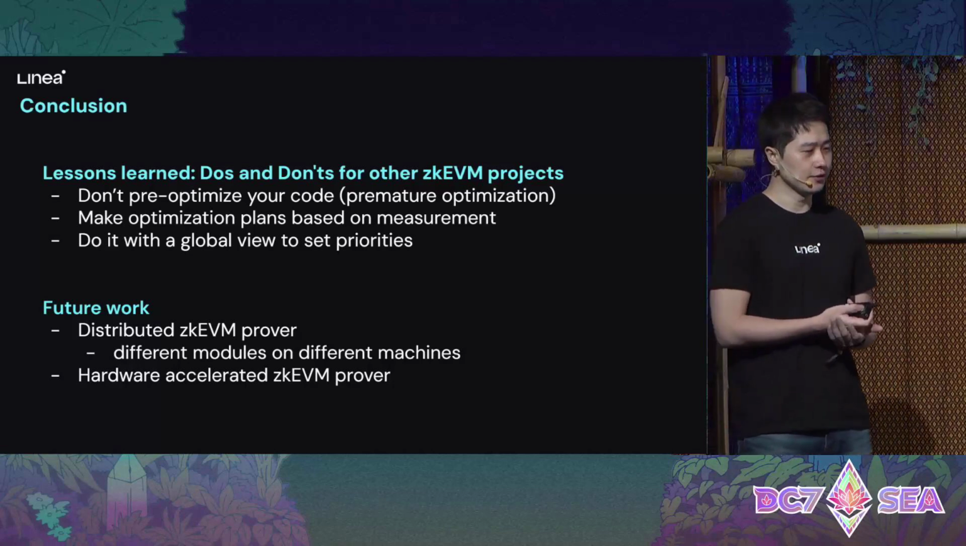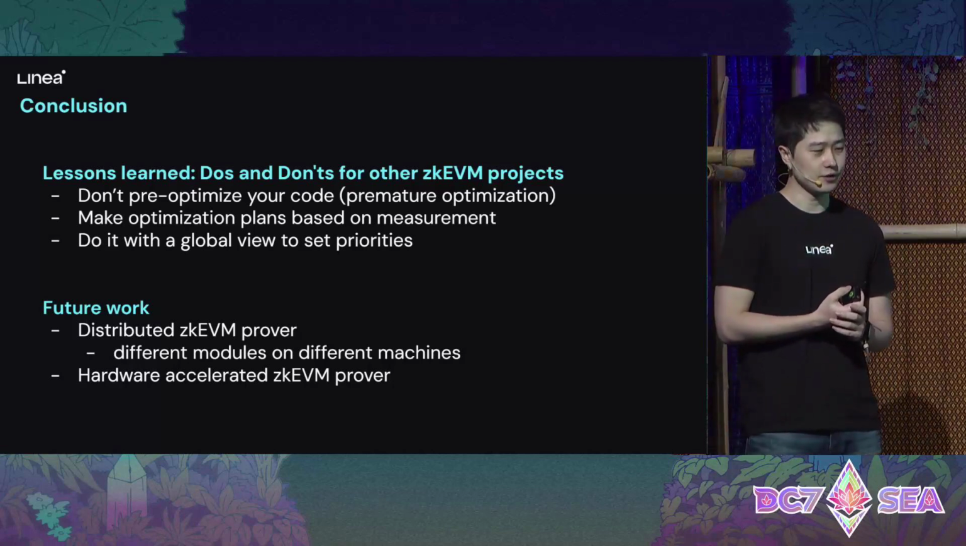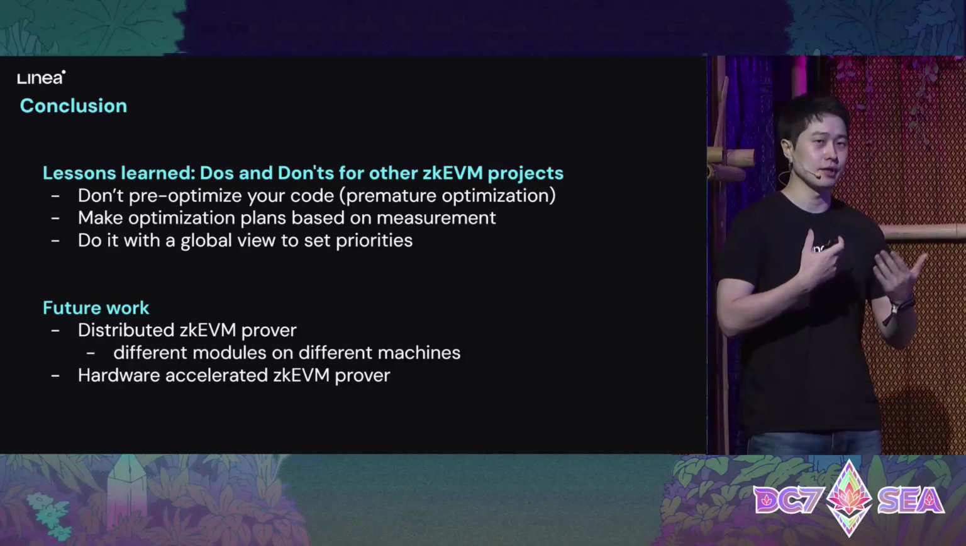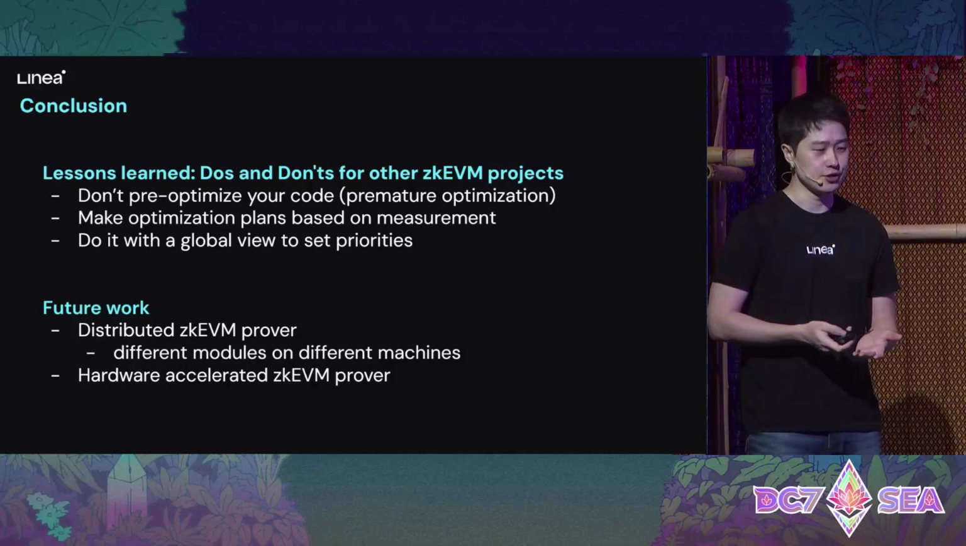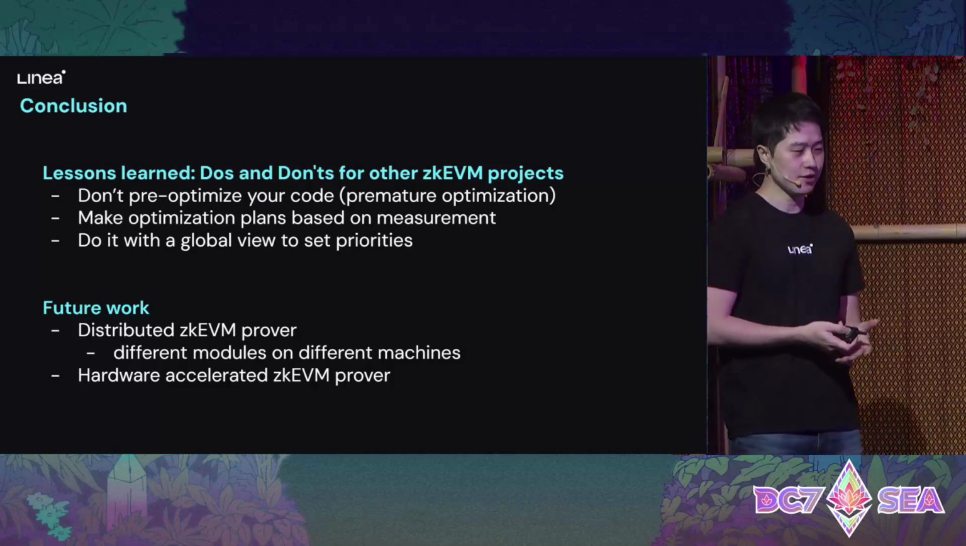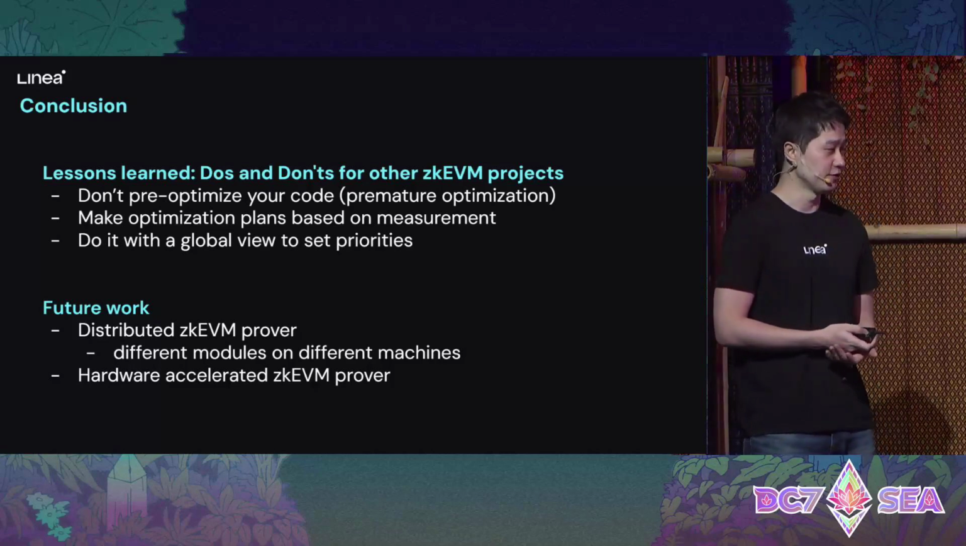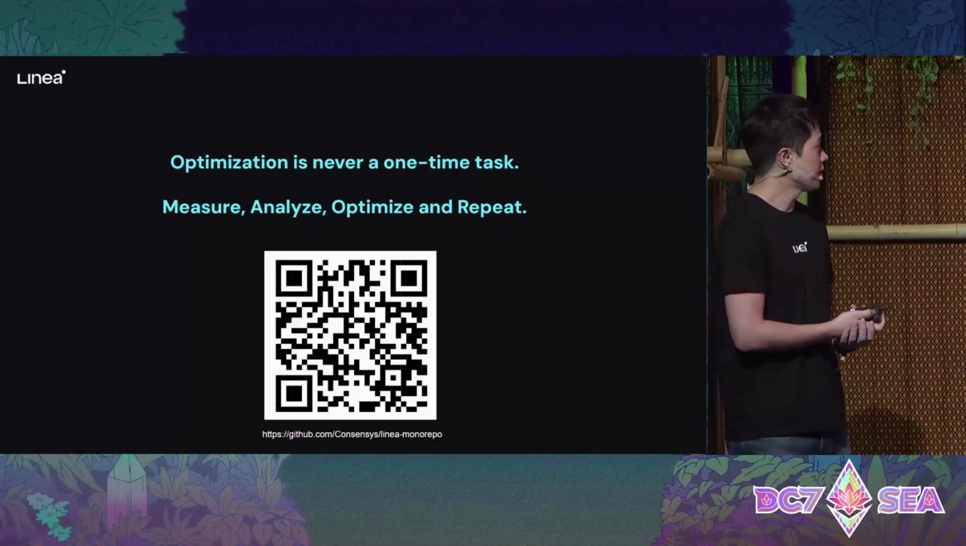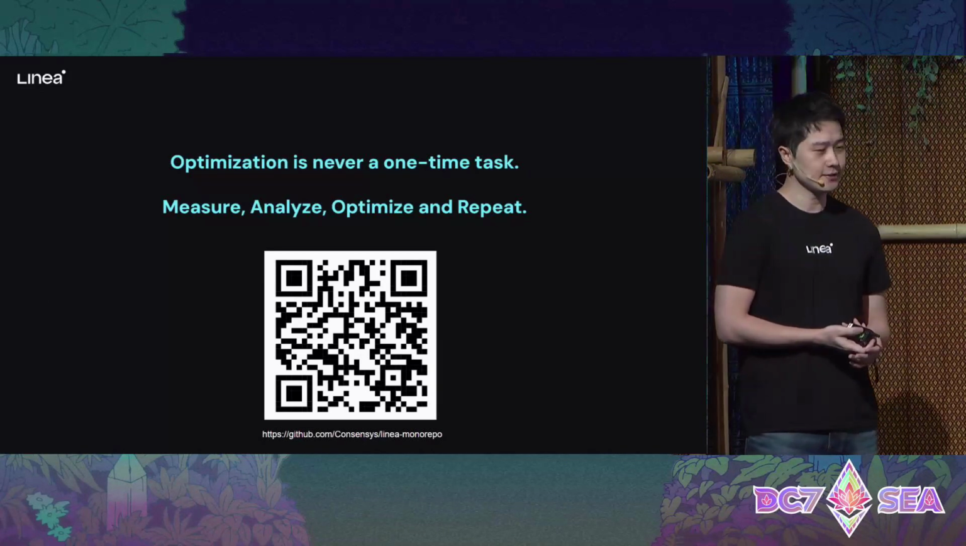Our future work includes a distributed ZK-EVM prover, so different modules running on different machines. That means we can use some smaller machines to save cost. And then we are also thinking about how we accelerate provers. We think optimization is never a one-time task, so please measure, analyze, optimize, and repeat.